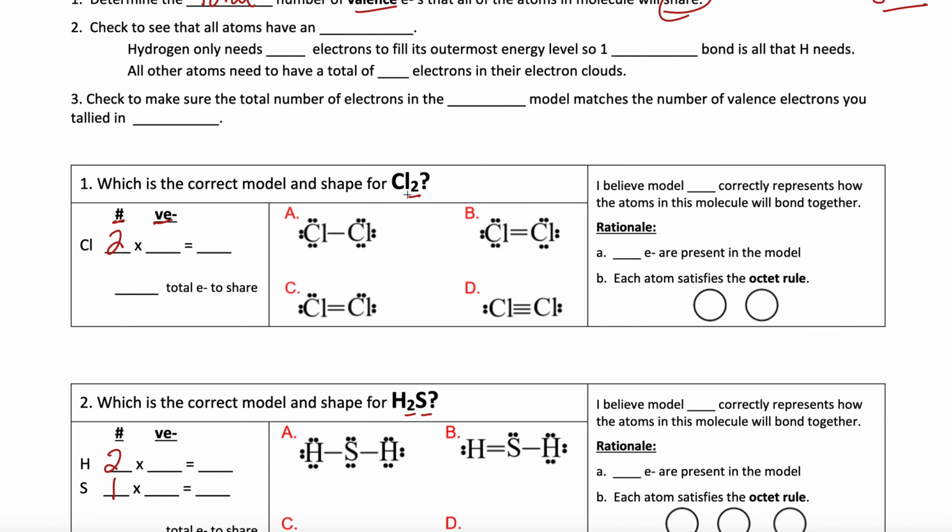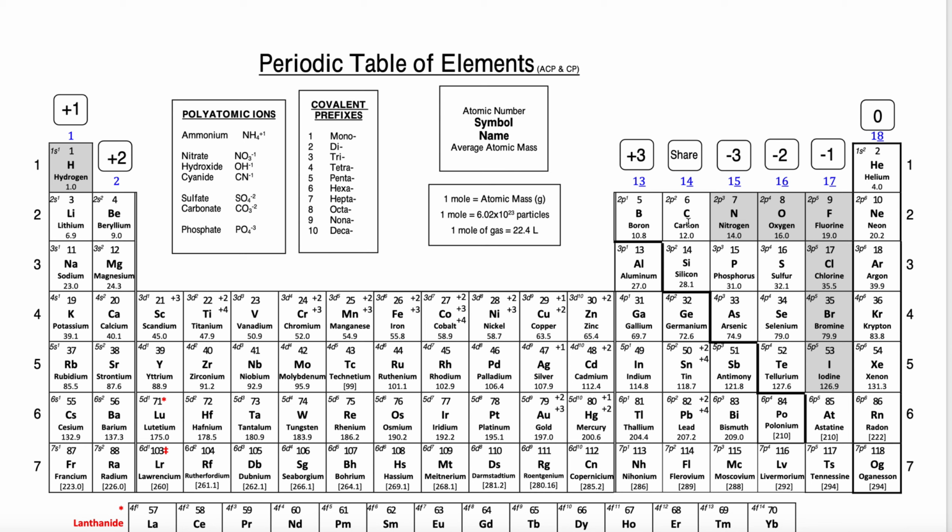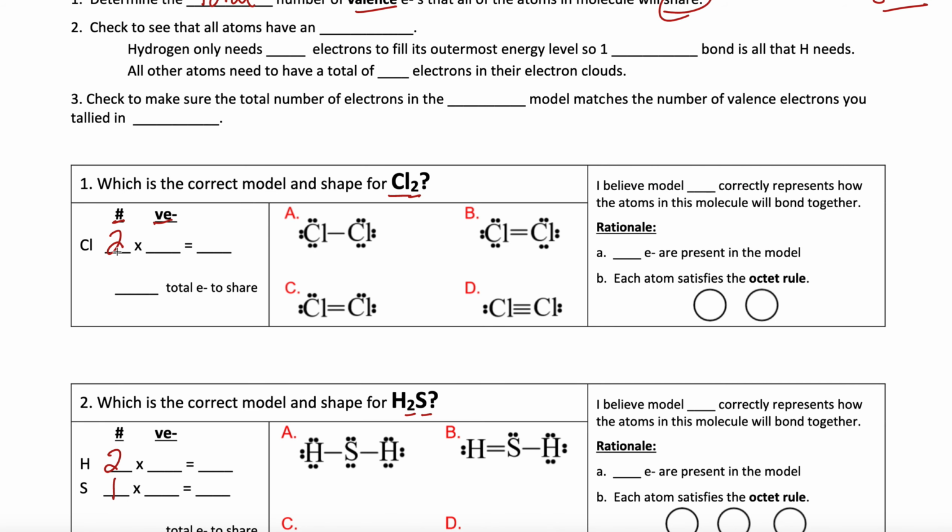So we got to use our periodic table. We got to find chlorine and figure out valence electrons for chlorine. Now, here's chlorine. The valence electrons, remember, is just the number of electrons in the outermost energy level. So chlorine is in group 17, which means it's going to have 7 valence electrons. So we know there's 2 chlorines. They each have 7. 2 sets of 7 is 14. So these guys are going to share 14 electrons.